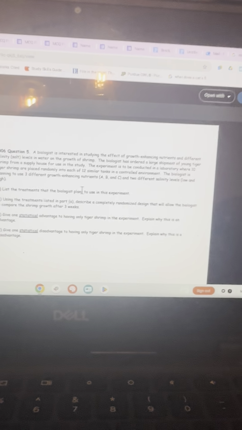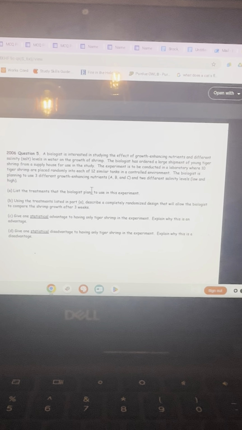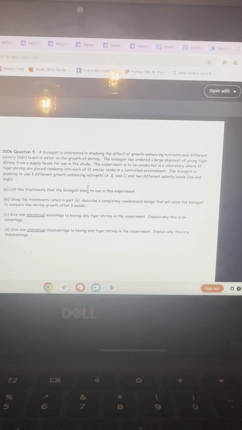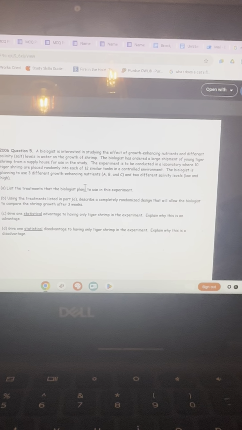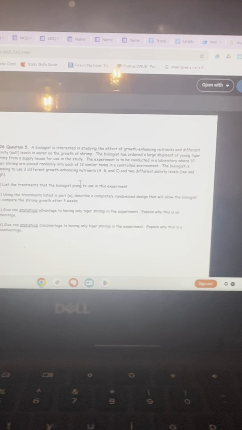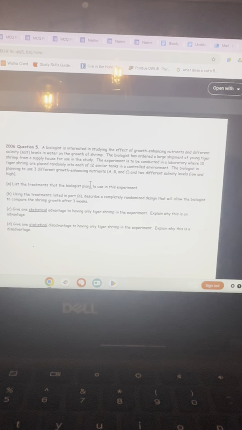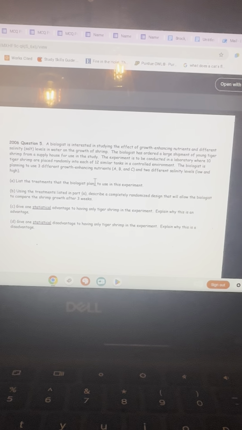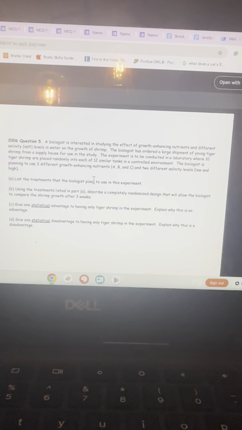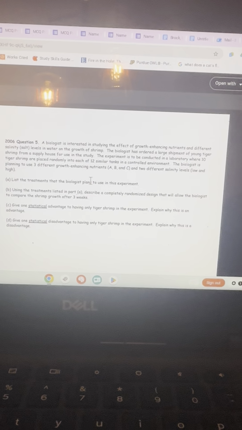A biologist is interested in studying the effect of growth-enhancing nutrients and different salinity or salt levels in the water on the growth of shrimp. The biologist has ordered a large shipment of young tiger shrimp from a supply house for use in the study. The experiment is to be conducted in a laboratory where 10 tiger shrimp are randomly placed into each of 12 similar tanks in a controlled environment.